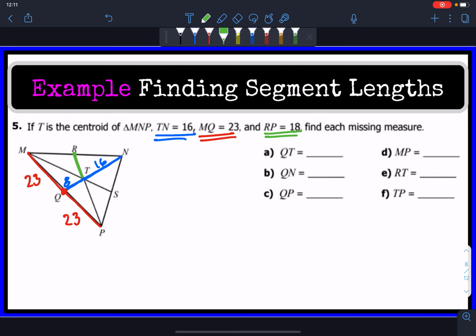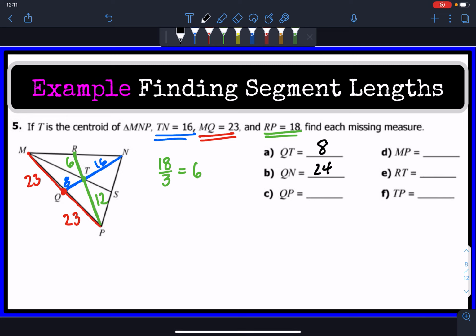That would imply then that the distance from R to the centroid, which is the shorter end of our median, would be a third of that. So dividing that 18 by 3, which is equal to 6, will give us the length of that segment there. And if that's 6, then the longer end is 12. So therefore, QT is equal to 8. QN would be adding 8 and 16. So that's equal to 24.